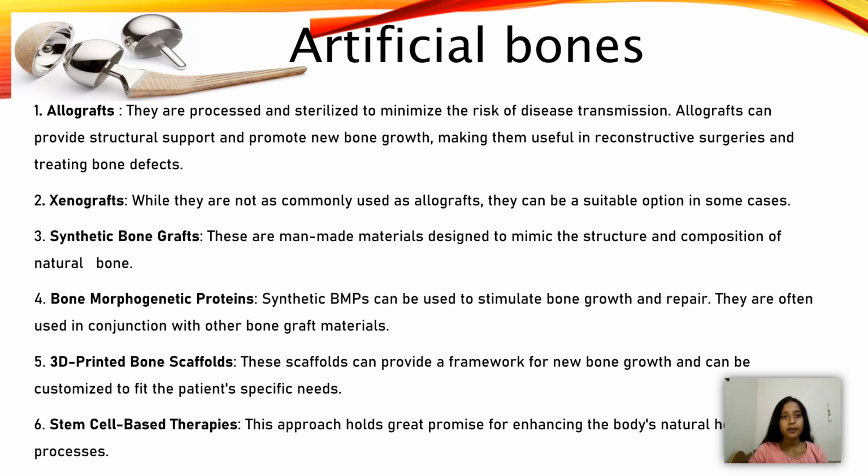And then stem cell based therapies. In this therapy, the donors are not other humans or animals, but the patient's own body itself. The scaffolds are taken from the patient's own body. This is usually done so that rejection of the bone cells does not occur. The compatibility will be higher for one's own bone. This will also enhance the natural healing process. So these are the various methods by which we can produce artificial bones.